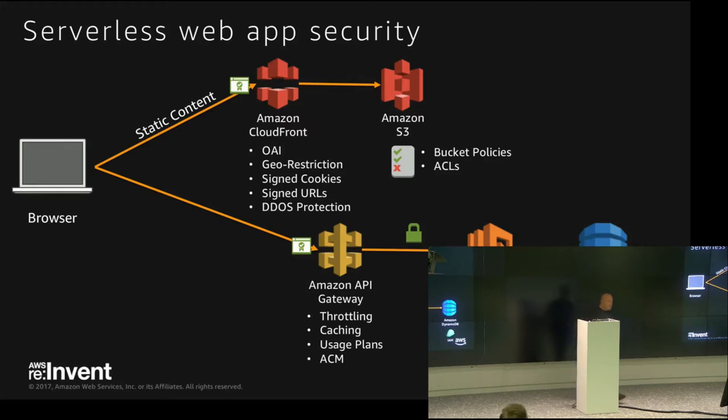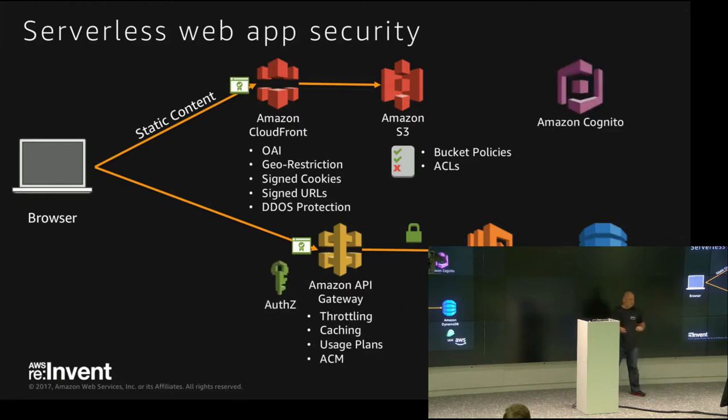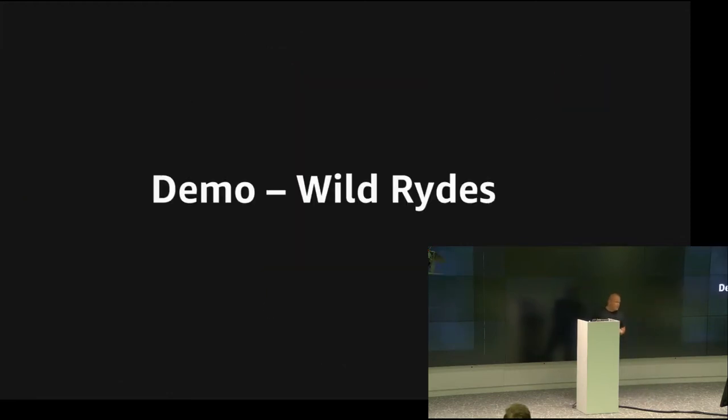And then permissions for Lambda, we already mentioned that IAM, so who can call a Lambda function and what can the Lambda function do in AWS, in this case call DynamoDB. So this is how you can relatively easily secure your serverless web application. And Cognito for user authentication.